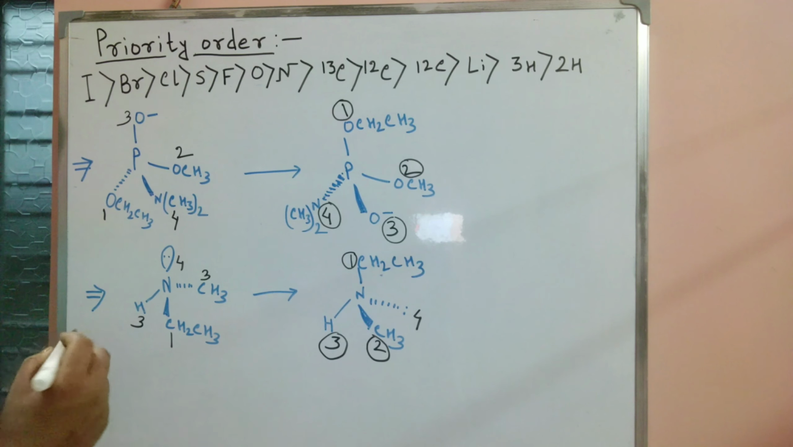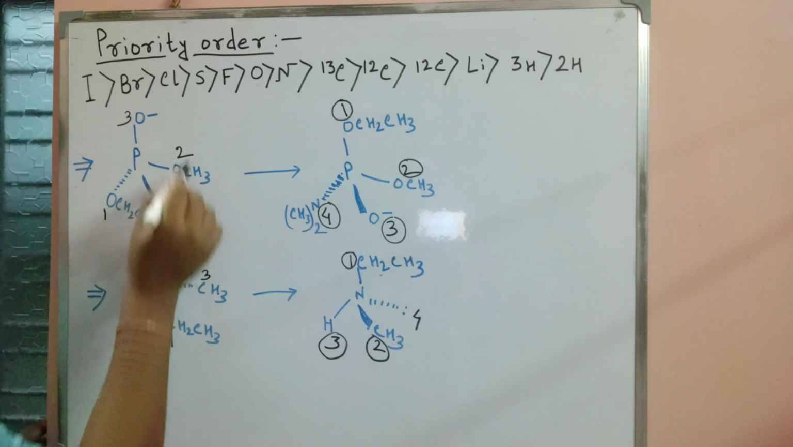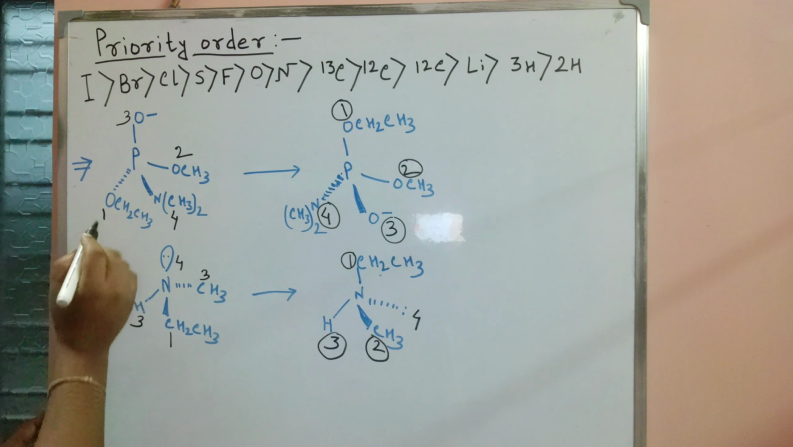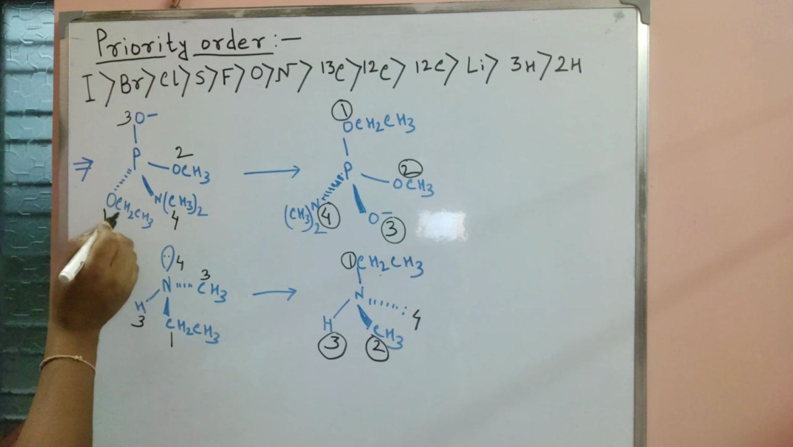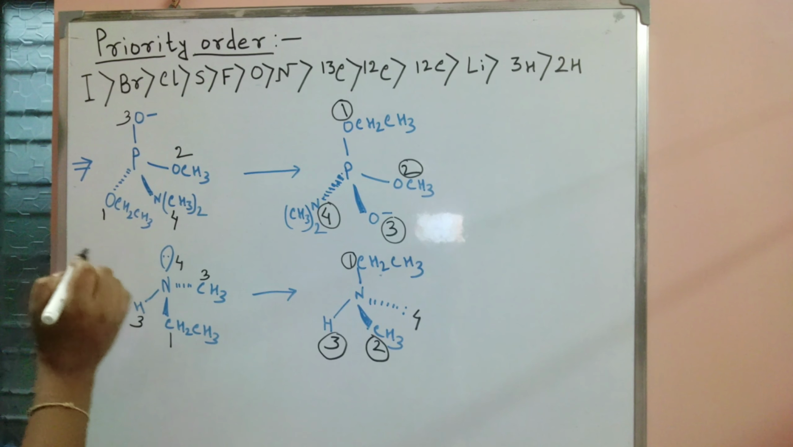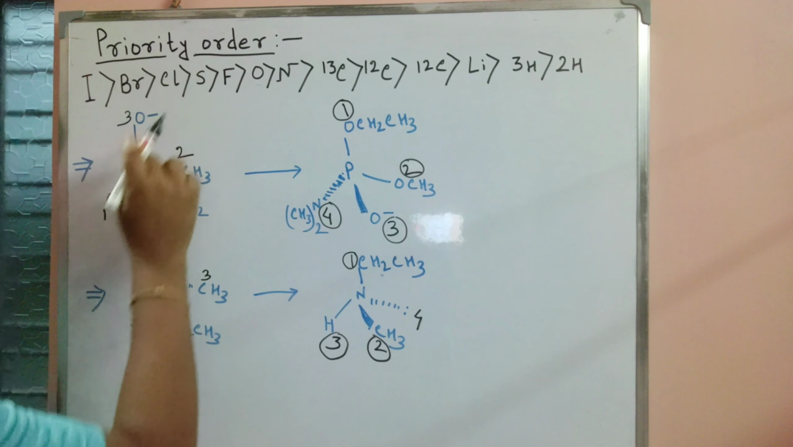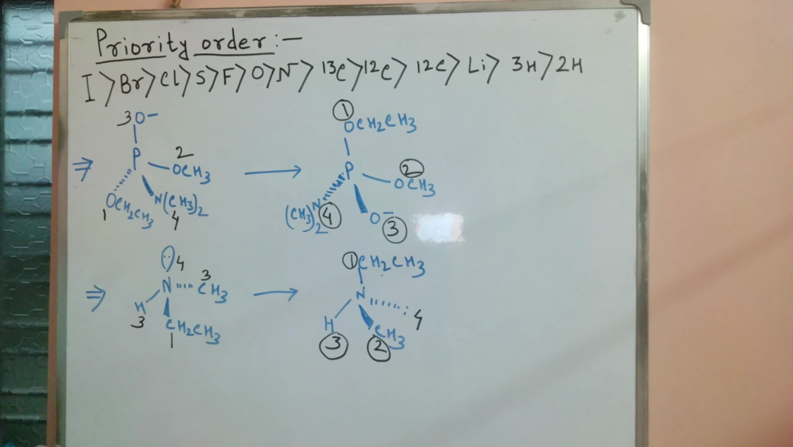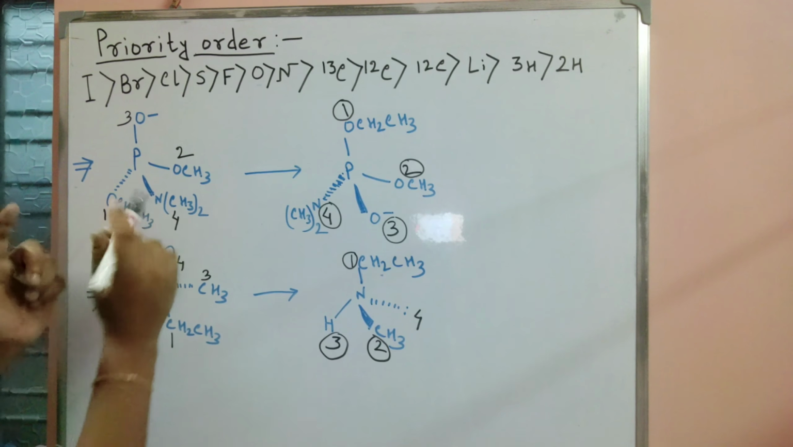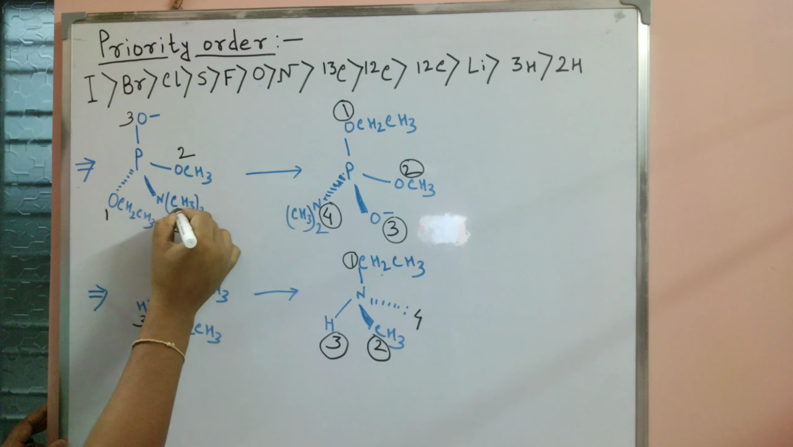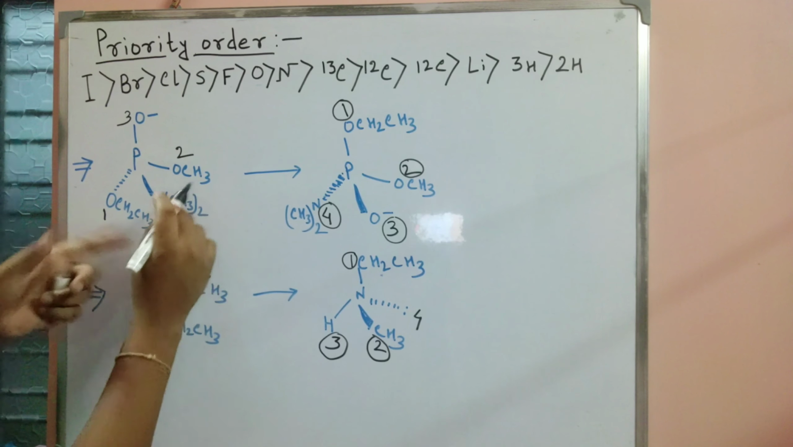Here the group does not have any hydrogen present. So at first we label the priority order. Here this oxygen is attached directly to CH2. So here 1 and 2 is only CH3, 2 and 3 is oxygen, only oxygen, and here 4. So at first our target is the upward bold bond. The upward bond is the lowest priority group and should be downside, so we can exchange the group.